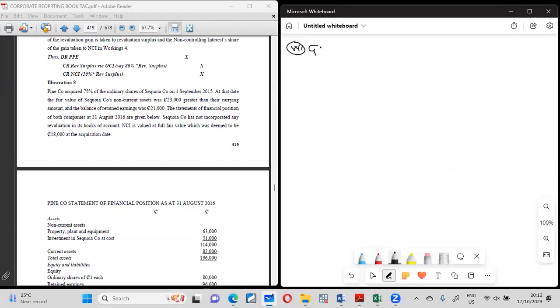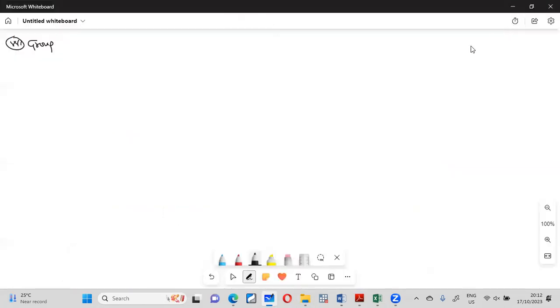Now, let me give you this advice. In your exam, don't try to do the workings and finish before you prepare the balance sheet. Don't do that. Don't risk yourself.